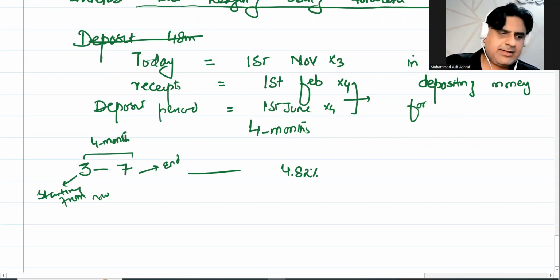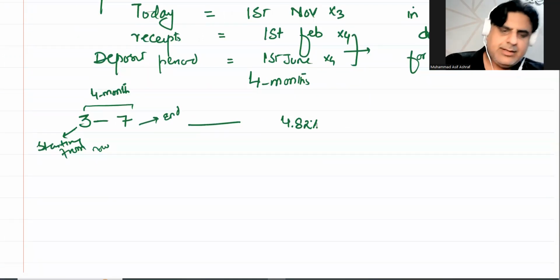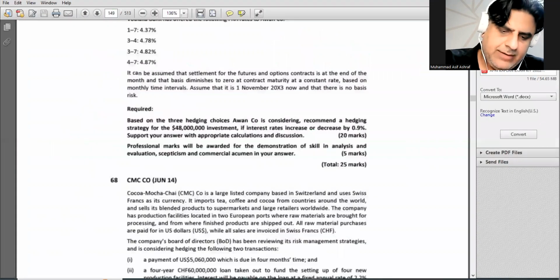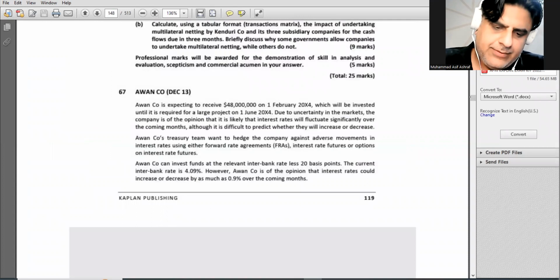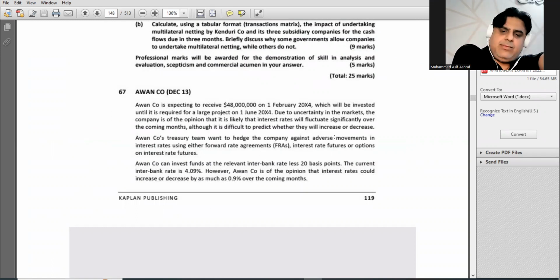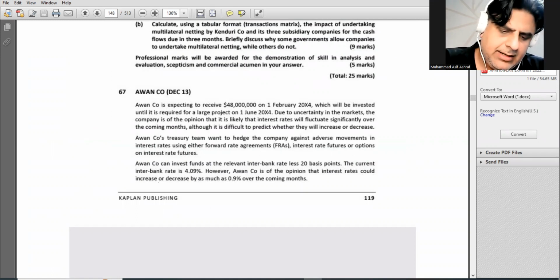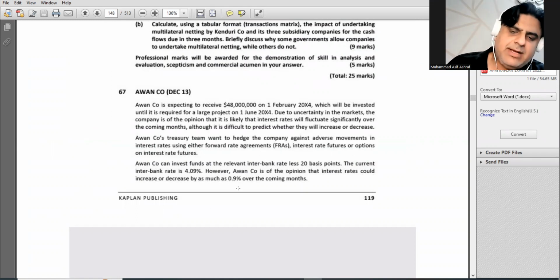4.82% FRA is given. So we have the option here. Read the question, first paragraph, that it is difficult to predict whether the interest rate will increase or decrease in both cases. In the third paragraph, the current interbank rate is 4.09 and the expectation is it will increase or decrease by 0.9%.